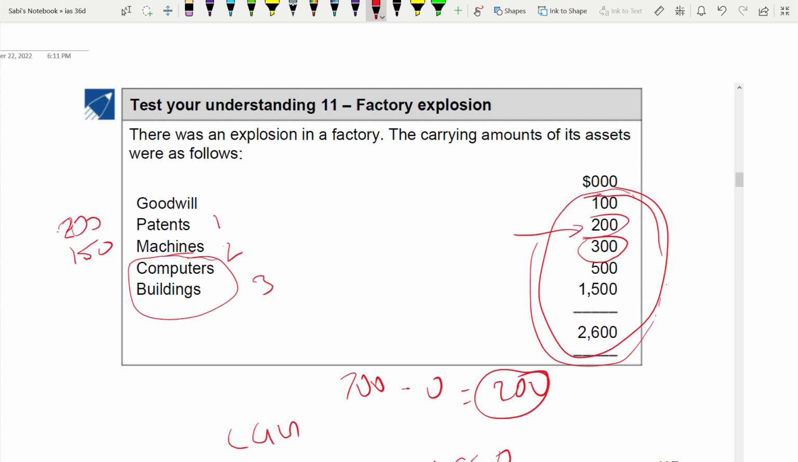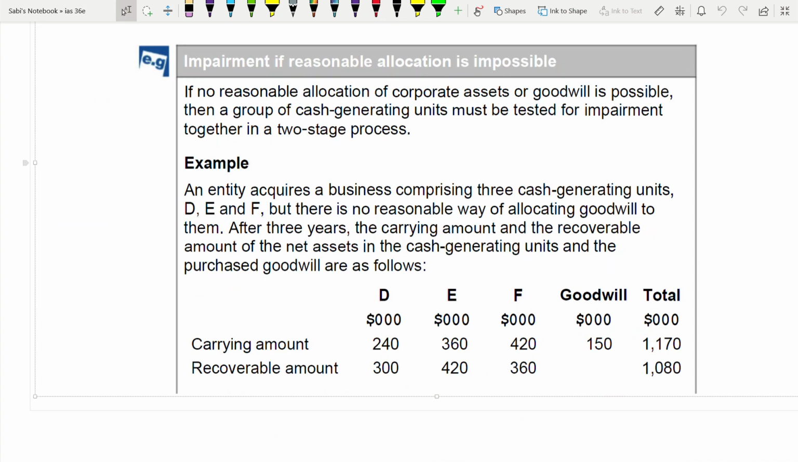Now we'll be doing another question. If there is no reasonable allocation of corporate assets or goodwill, then what do you need to do? Then a group of CGUs must be tested for impairment together in a two-stage process. You can see an entity acquires a business that has three cash generating units, D, E, and F. That's why there's no reasonable way of allocating goodwill to them. How do you know how much of goodwill will go to D or E or F? So after 3 years, the carrying amount and the recoverable amount are given.